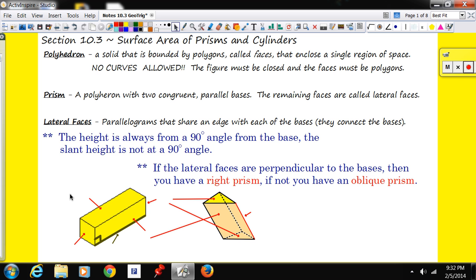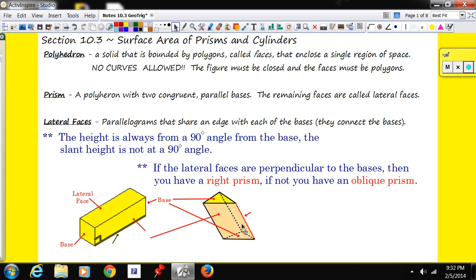Let's label some of these sides. This right here we would call a lateral face. This right here we could call a base because we have two of those. And here's our other base right here. Notice how this top triangle and this bottom triangle are also bases. It just says they have to be polygons. They don't have to be squares. They could be any shape. They could be hexagons, pentagons. You could have all kinds of prisms. You just have to have two congruent parallel bases.